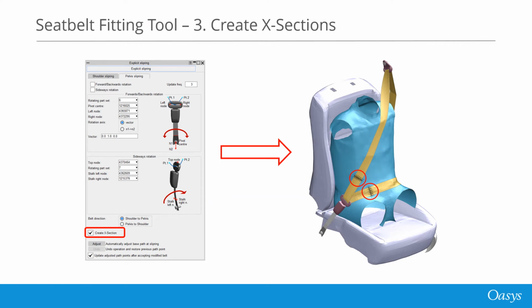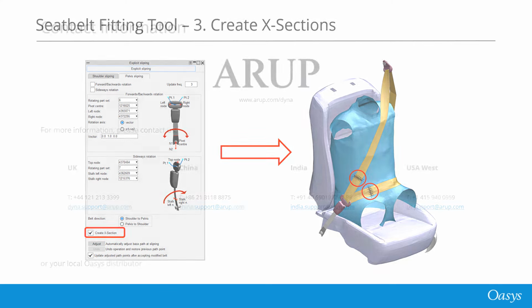The last pelvis buckle enhancement is the automatic generation of database cross-section cards on both sides of the pelvis buckle by ticking a single checkbox in the explicit slip ring panel. This simplifies the creation of database cross-section cards in the pelvis area.